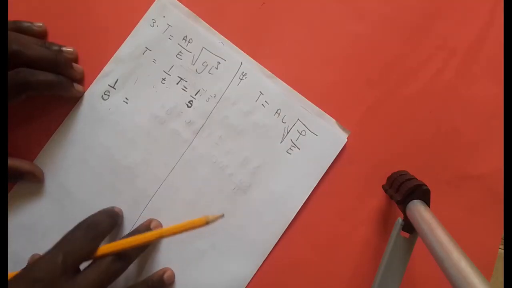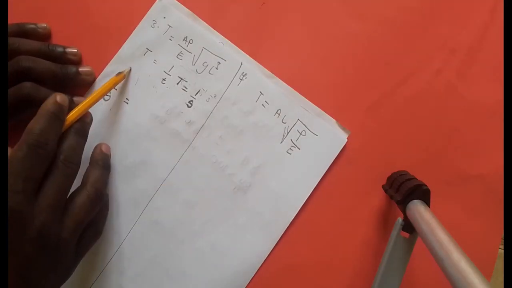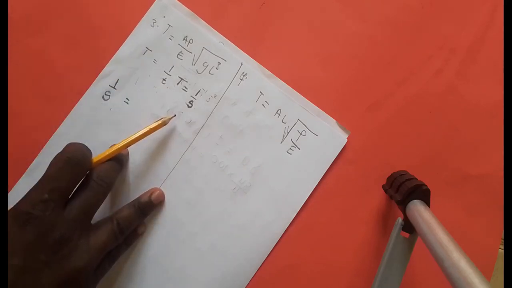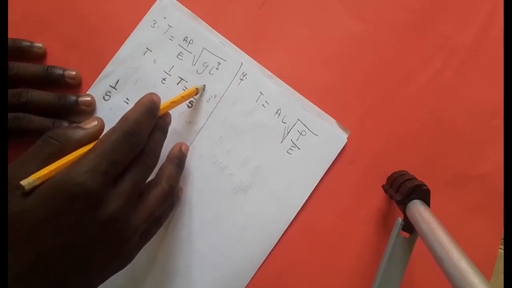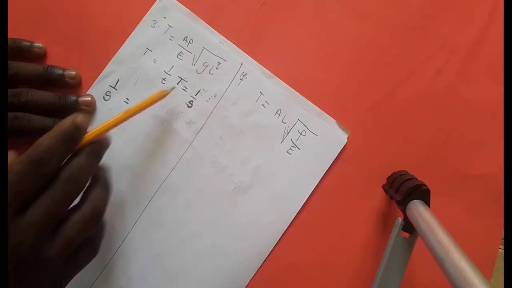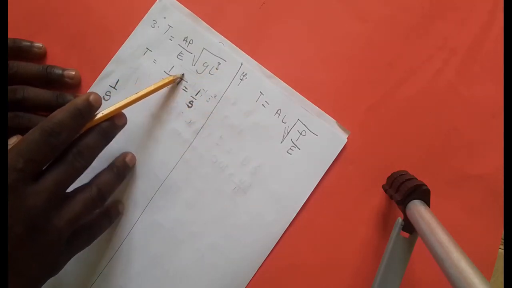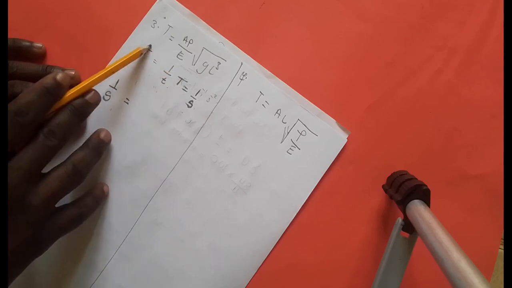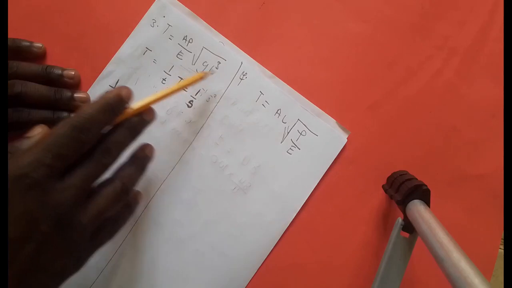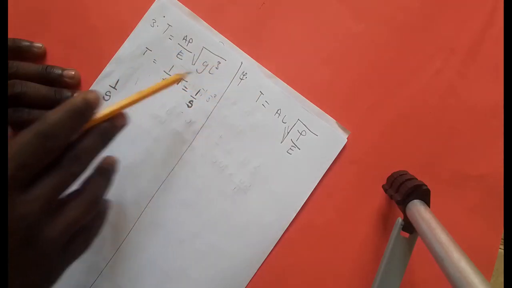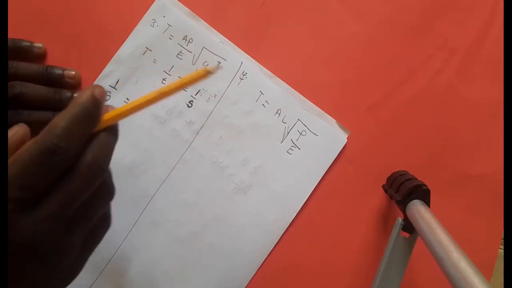Okay, so we are now verifying the homogeneity of equation 3. If equation 3 is homogeneous, the quantities on the right-hand side must be the same as the quantity on the left-hand side of the equation, right? If that is not the case, it means the equation is not homogeneous.